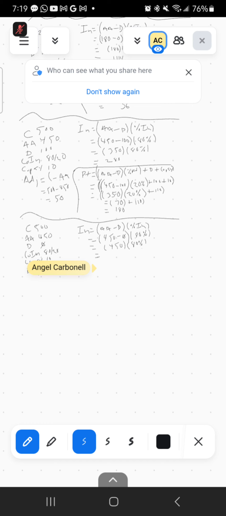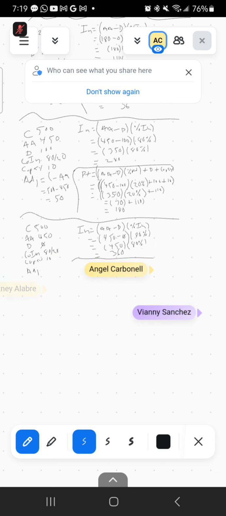Anyone can go quick? I came up with 100 because I still have to pay the $10, right? But we're doing the insurance. The insurance doesn't pay co-payments. Okay, so the insurance will be 450 minus 0 times 80%. So 450 times 80%. I got 360. Someone said 360. 360 sounds good. Yes, 360. Everyone got 360? Yes. Okay, so now let's do the patient.